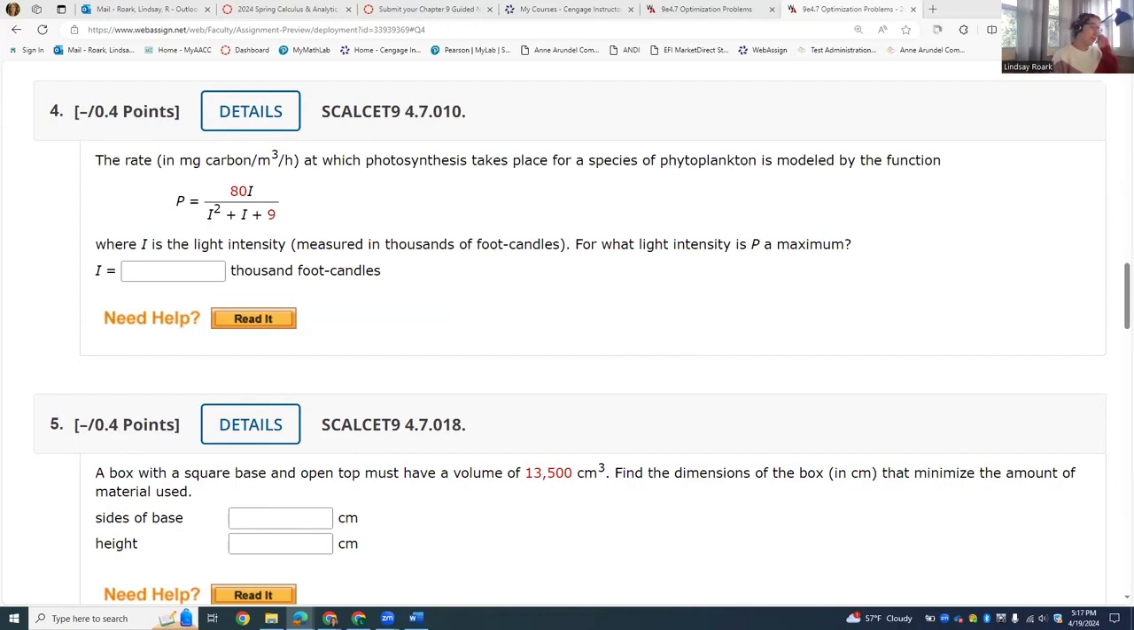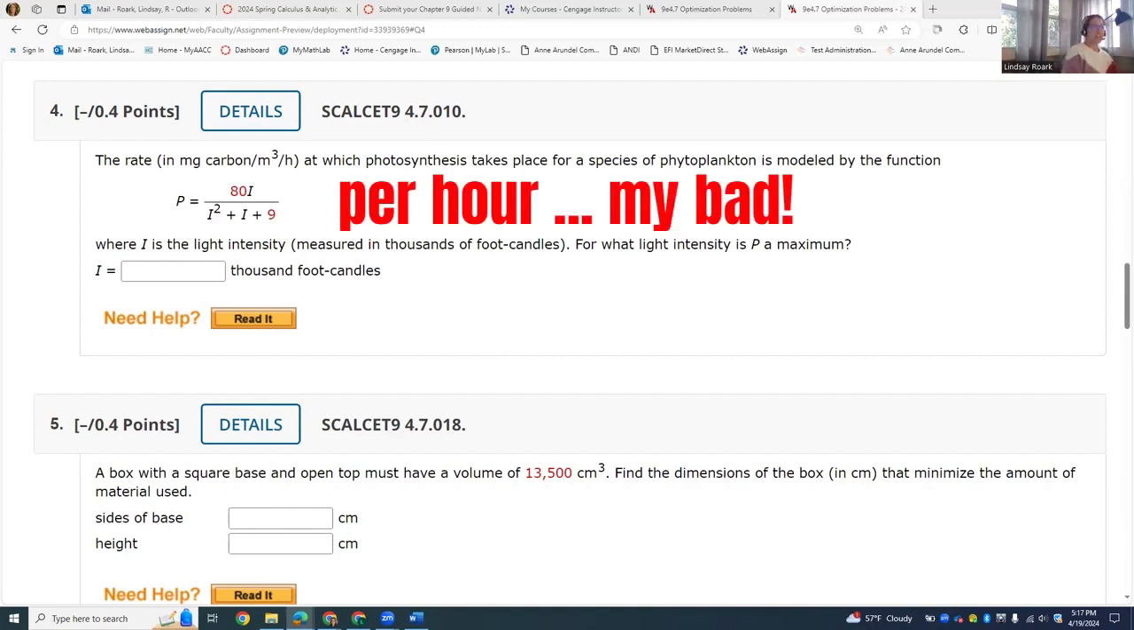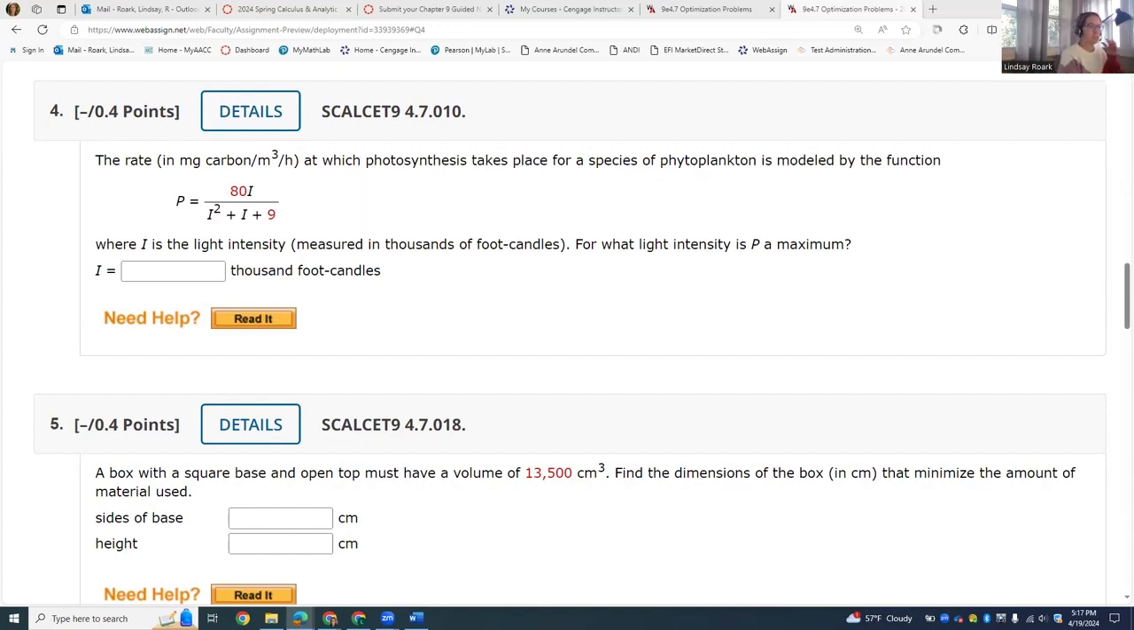So for this problem, it says the rate in milligrams of carbon per meters cubed per height, I think, at which photosynthesis takes place for a species of phytoplankton is modeled by the function P equals 80I all over I squared plus I plus 9.